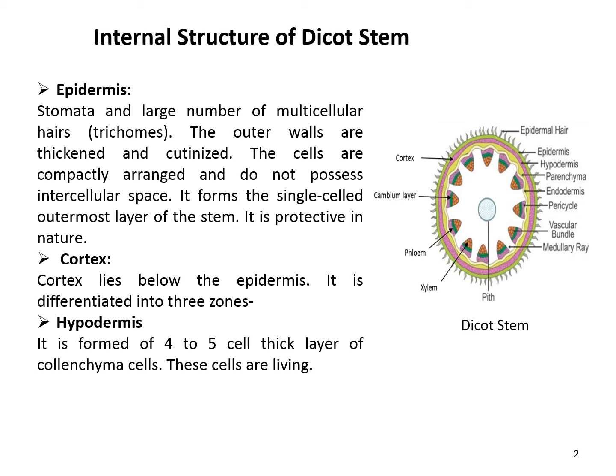Next is cortex. So cortex lies below the epidermis. It is differentiated into three zones. The first zone is hypodermis, then general cortex, and endodermis. Hypodermis: inside of epidermis, there is a 4 to 5 cells thick band of collenchyma.